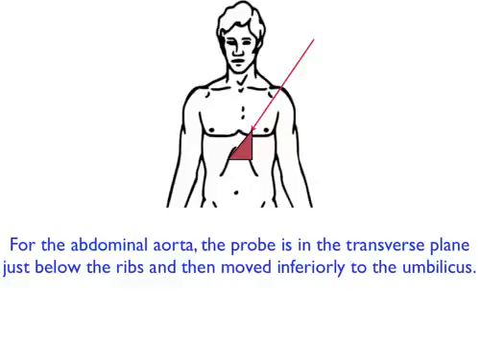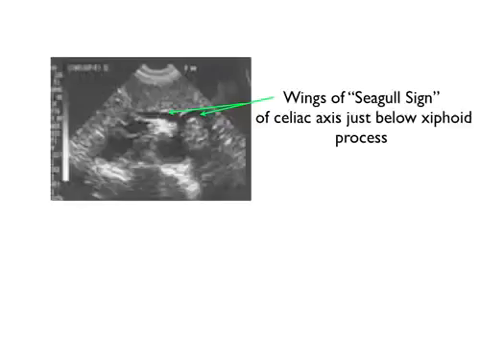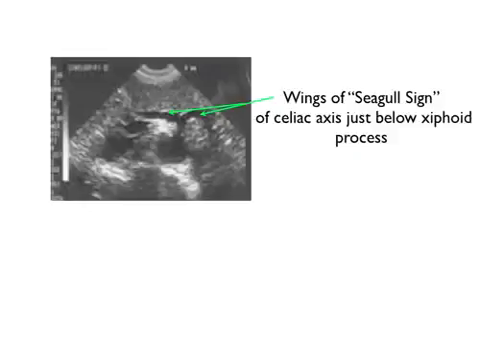For the abdominal aorta, the probe is placed in the transverse plane just below the ribs, and then it's moved inferiorly towards the umbilicus, and again at the umbilicus is where the aorta bifurcates typically. So this is a seagull, and this is a seagull sign. Notice the green arrows, it's not incredibly clear in this image, and I apologize for the quality, but at the green arrows is a very similar shape to the seagull. And this is the celiac axis as it appears taking off in the transverse plane from the aorta.